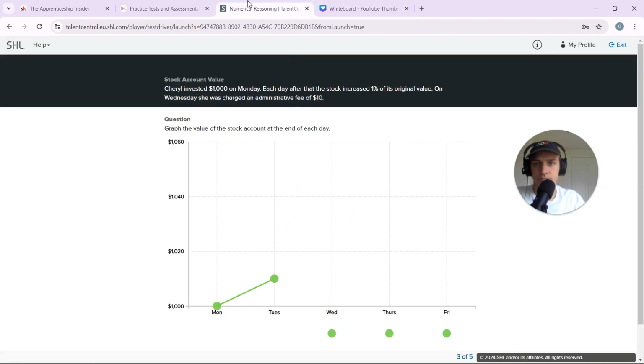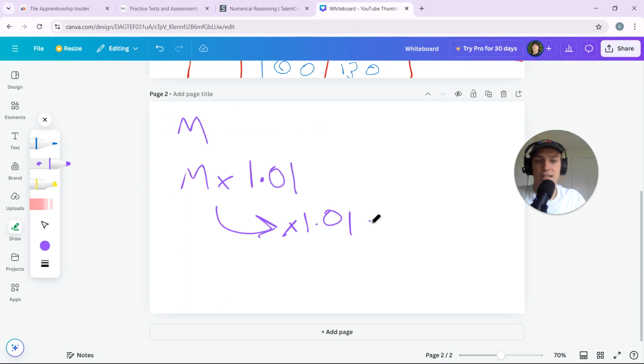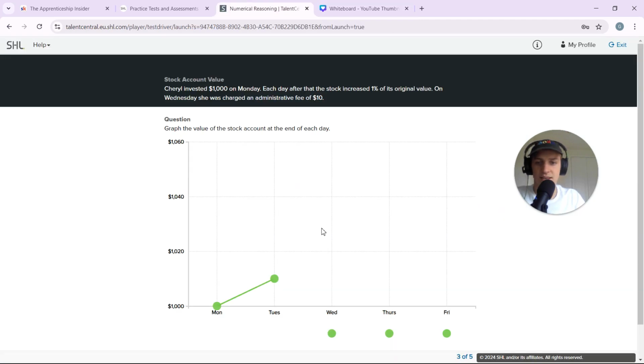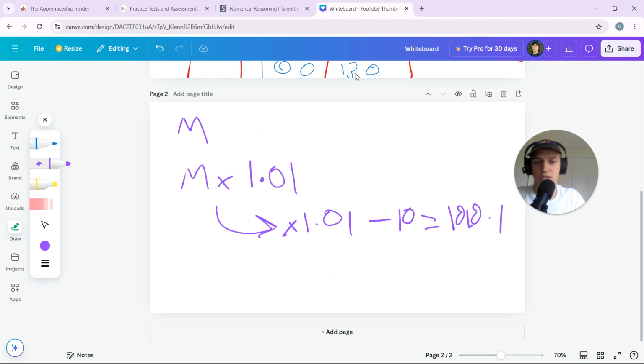So I'd literally just go from the previous answer and do times 1.01. And then she was charged an administrative fee of $10, and this means you need to minus 10. Okay, don't add 10 because it's 10 that she's being charged. It's being removed from my account. So I would do that, and this would equal for Wednesday: answer times 1.01 minus 10 equals 1010.1. Okay, and this is where it's starting to get into the weird sort of numbers. It looks like it's basically going in accuracy of 5, so I'll just round it to 1010. That's the closest we can get here.